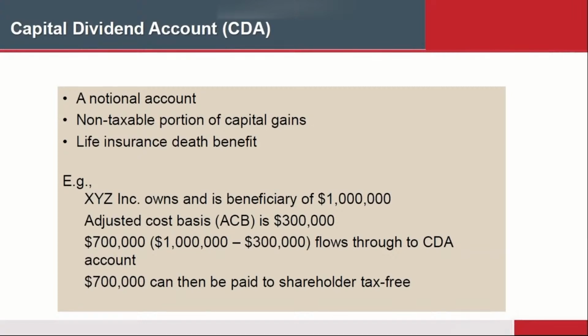So the only thing that goes in the CDA is the excess. So in our example, the excess is $700,000. So you've got a $1 million policy. It costs us $300,000 in premiums. So therefore, $700,000 will flow to the CDA account, totally tax-free. And therefore, that $700,000 then can be paid out once again as dividend to the shareholders, totally tax-free as well.